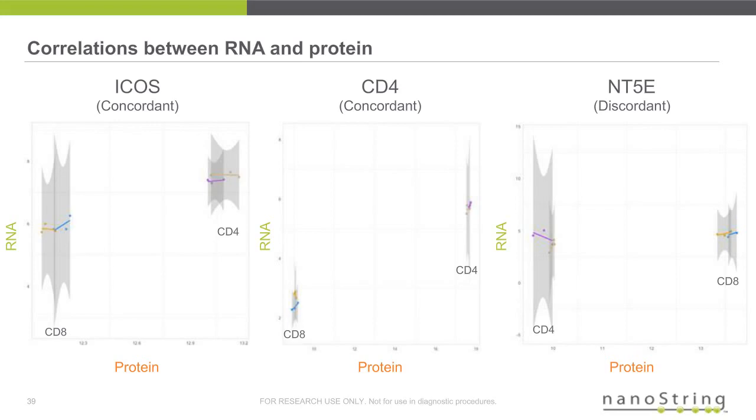So again, looking at RNA or protein alone really doesn't give you a full picture of the biology and the regulatory mechanisms going on with these cells. Looking at both at the same time from even very rare populations of cells, you're able to really understand the regulatory mechanisms going on here.